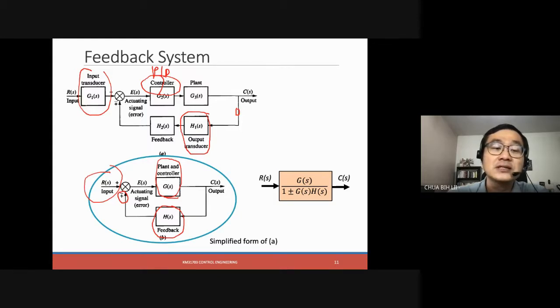If we are using positive feedback, the plus sign, then this transfer function will become G divided by 1 minus GH. So you just have to memorize these simplified transfer functions to represent this kind of feedback system. You will be able to summarize or simplify this kind of looping flow into this.